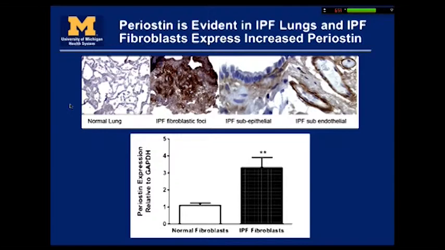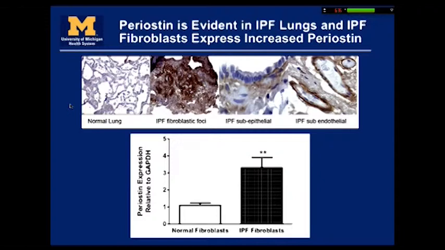in subendothelial areas. And these are fibroblasts that we grew from lung biopsies of patients who either had IPF or from normal lungs. And you can see that the message for periostin is about 3.5-fold increased in the lungs out of patients with IPF relative to the lungs of normal patients.